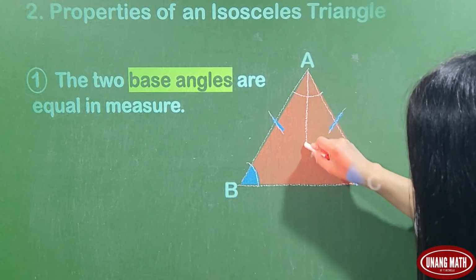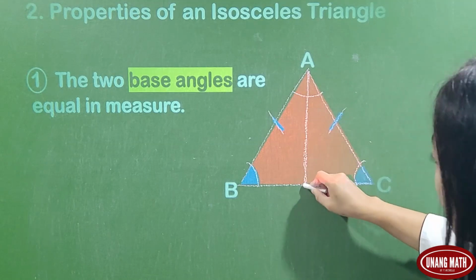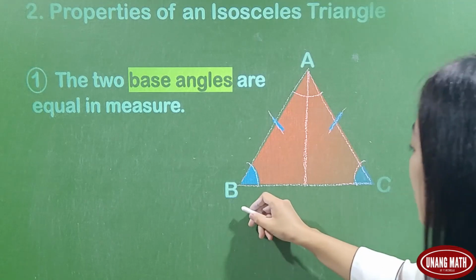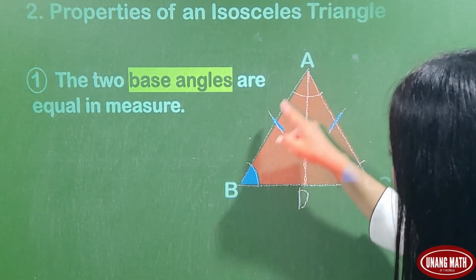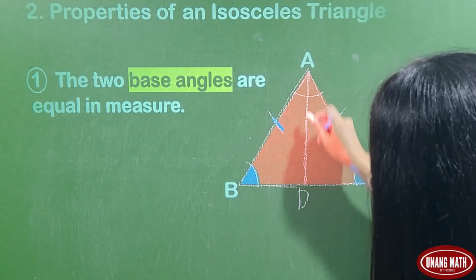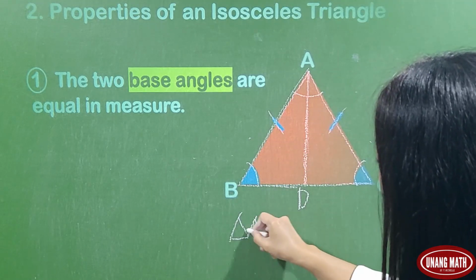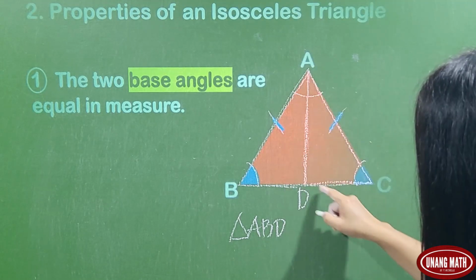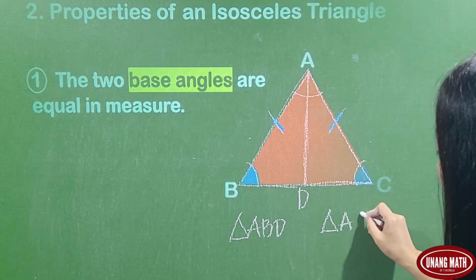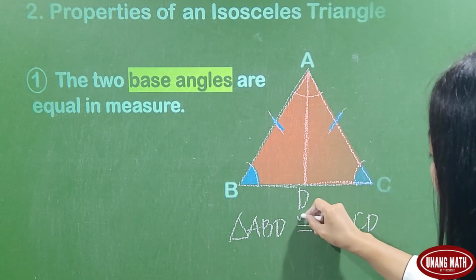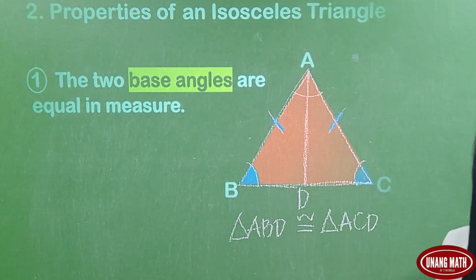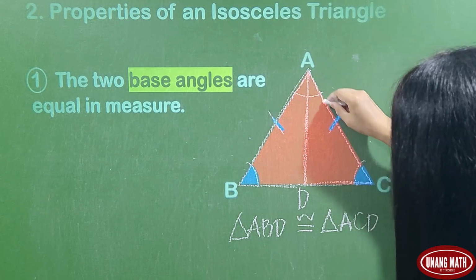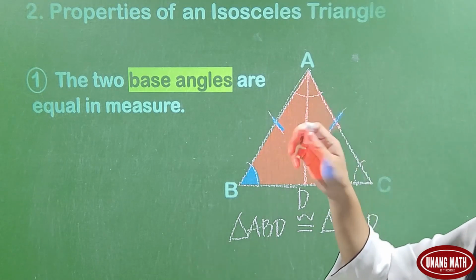If we will consider this angle bisector, it bisects this triangle into two congruent triangles. So let's say this is D. So we have triangle ABD, this triangle. And we also have this triangle ACD. And these two triangles are congruent. This side of this triangle corresponds to this side. They are equal in measure.